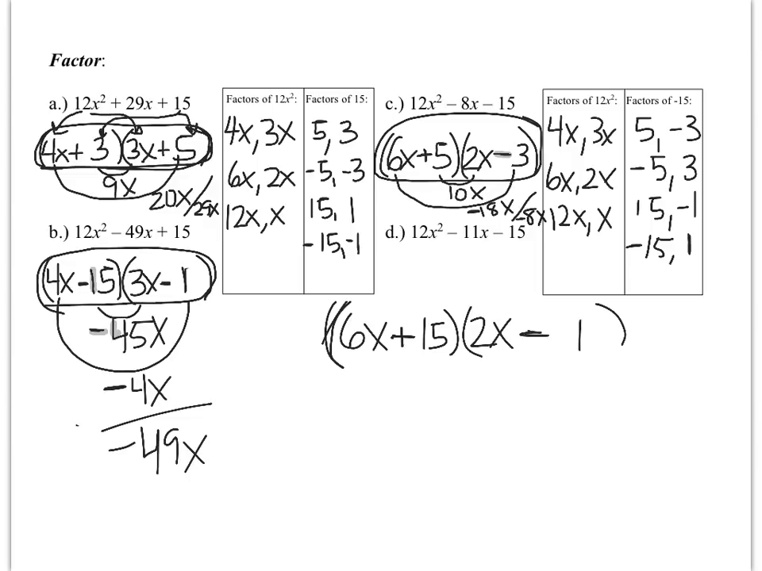So now let's try this. We're going to multiply here. We get 30x. And then if we do this, we get negative 6x. Well, if I combine that, that's going to give me 24x. And I'm trying to get negative 11x. So that's not going to work.